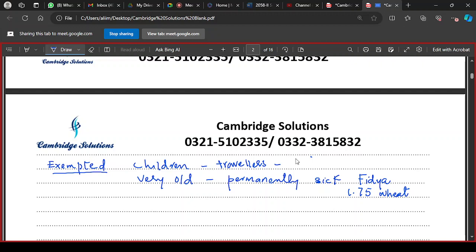So fidya is only for the permanently sick people, and those who are very old, those who are unable to observe fast. They have no chance that they can observe fast. So I told you the meaning.